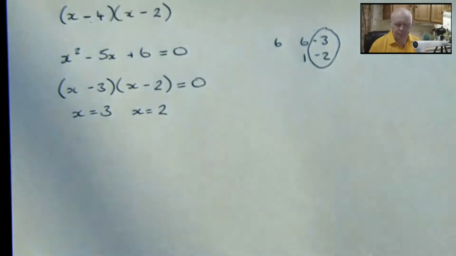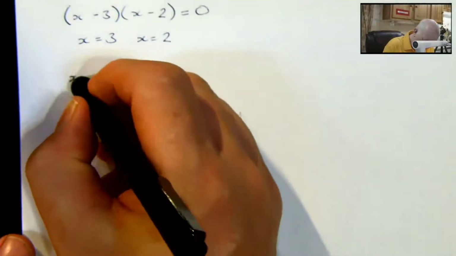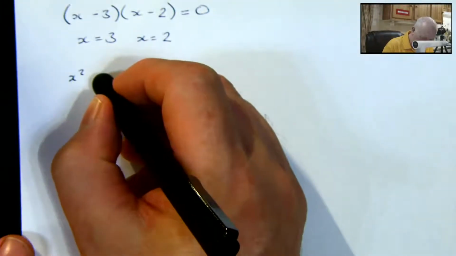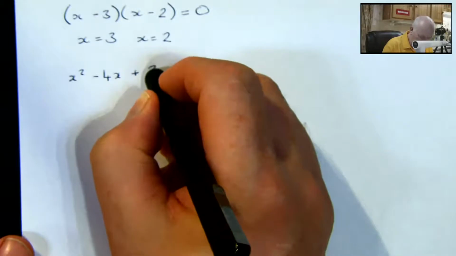Well, we're making headway here. Let's just try one more of these. I've got x squared minus 4x plus 3.